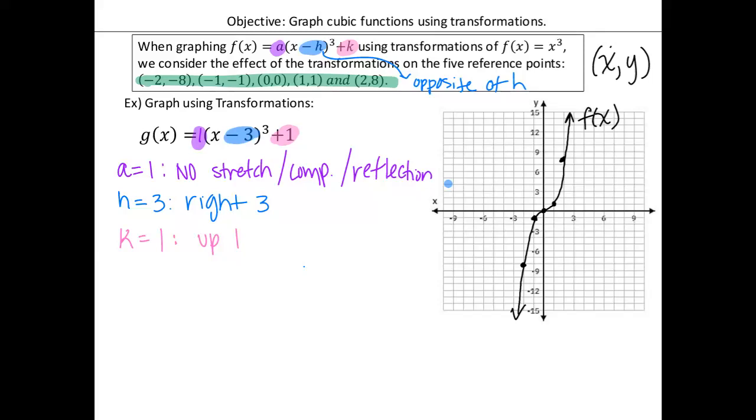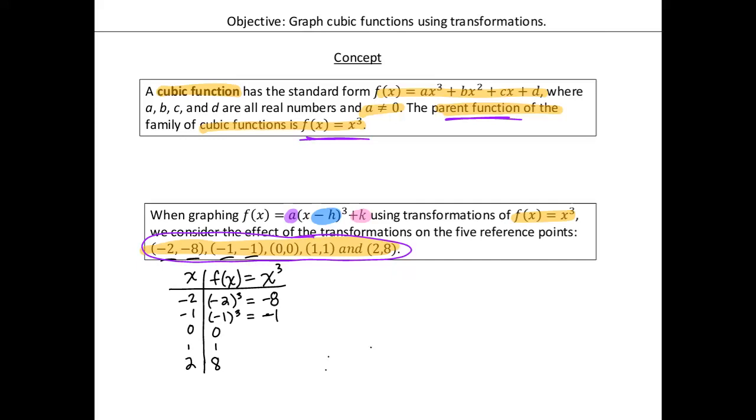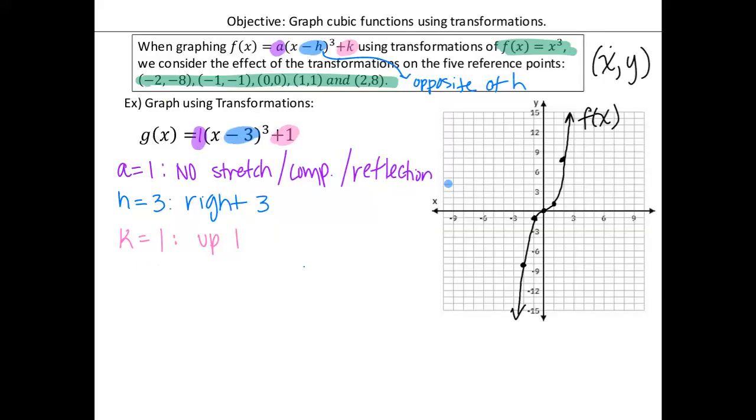Okay. So one more time, the 5 key points are (-2, -8), (-1, -1), (0, 0), (1, 1), and (2, 8). And those are the 5 key points for the parent function, f of x equals x cubed. And then yesterday I told you guys that those 5 key points came from plugging into the function. So if you take the -2, -1, 0, 1, 2, and plug it into the x cubed, that's how you get the y values, okay? So you're always going to graph those 5 key points in our parent function, and we're going to label it f of x, okay?